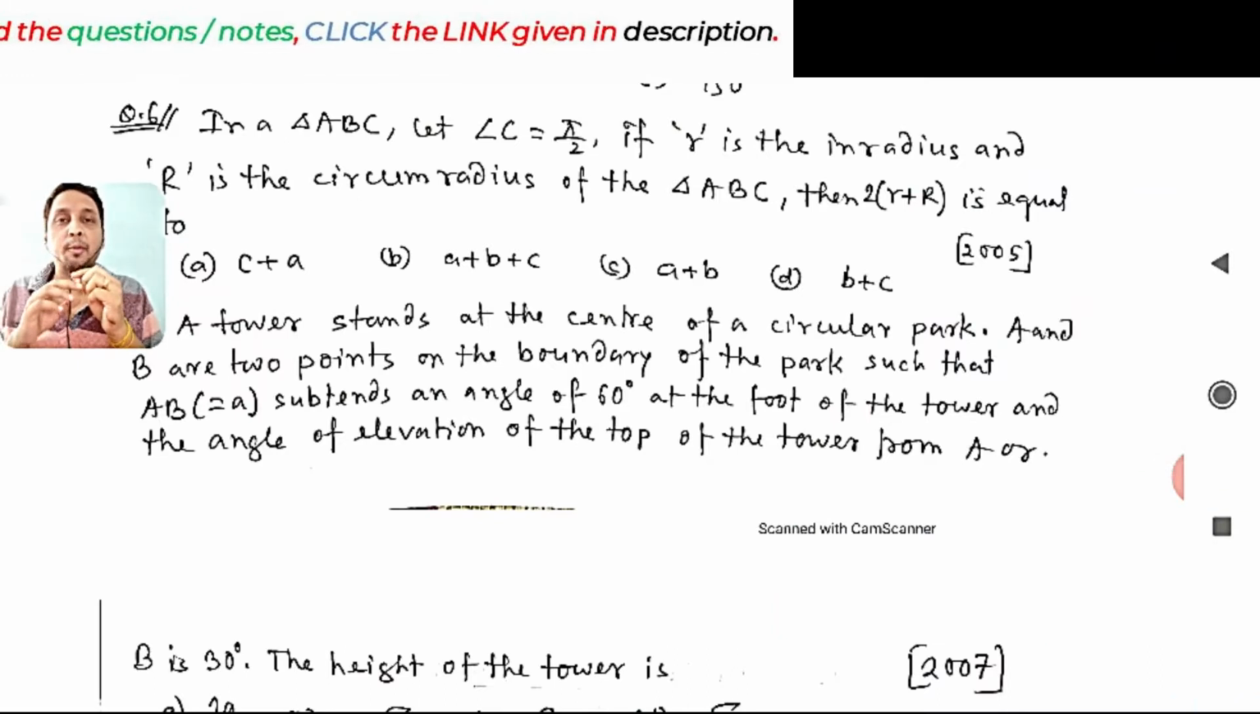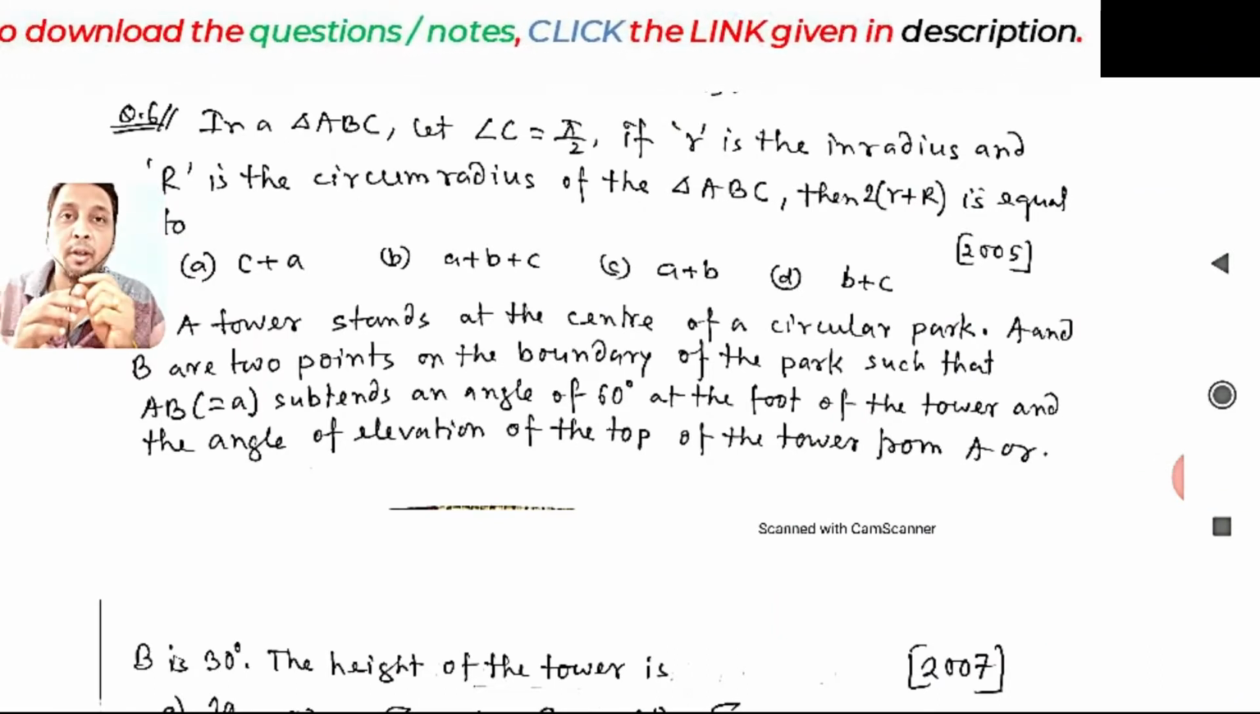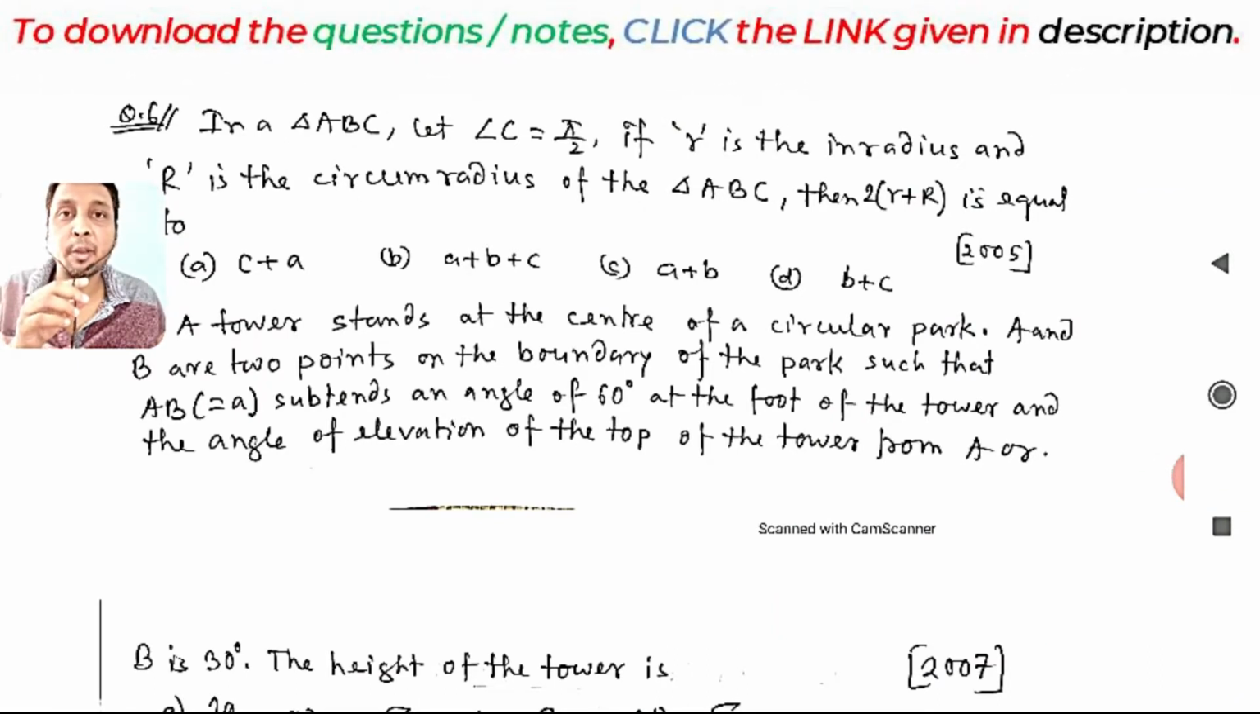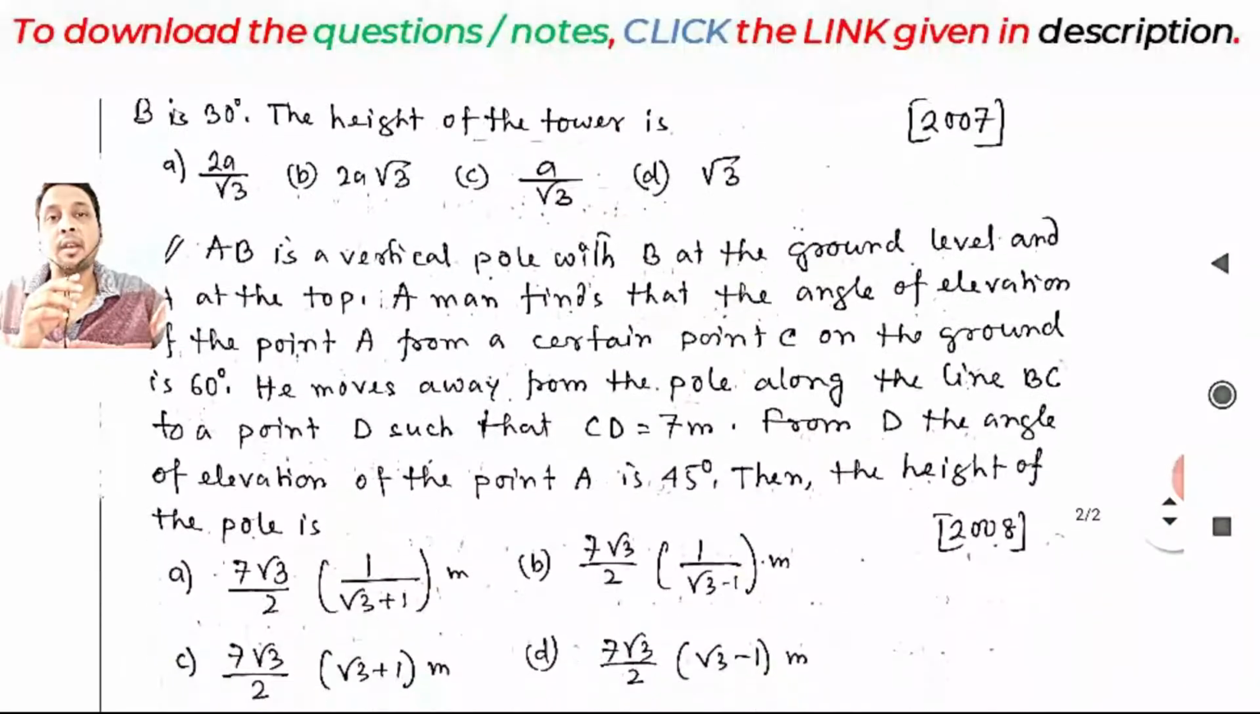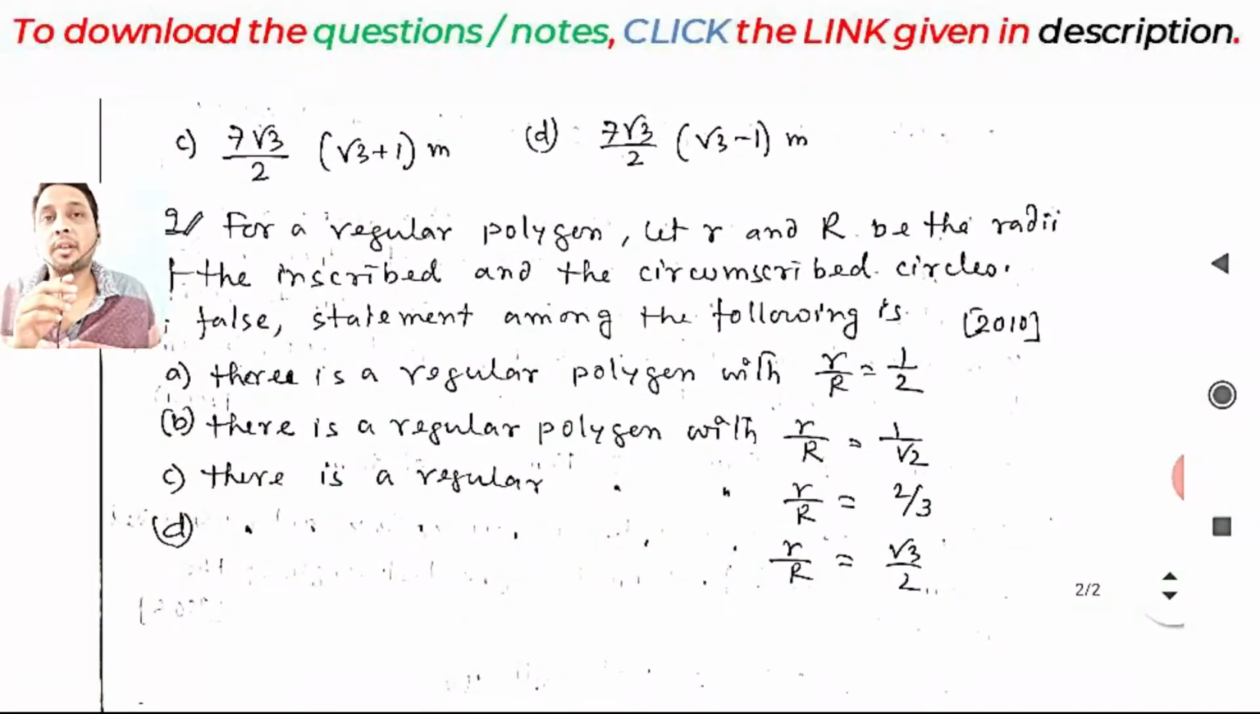Okay students, welcome to this new lecture on intermediate level math, where we are solving previous year JEE Main questions on trigonometry part 3, that is properties of triangle. So today we will be solving question numbers 6, 7, 8 and 9. Okay, then let's try to solve these questions.